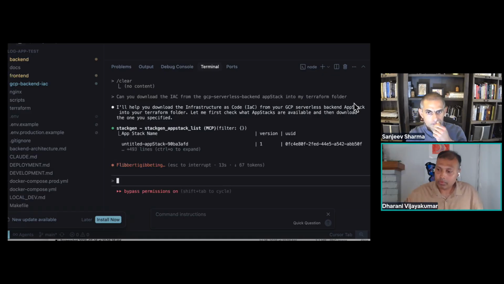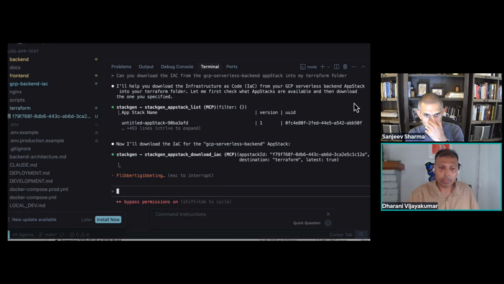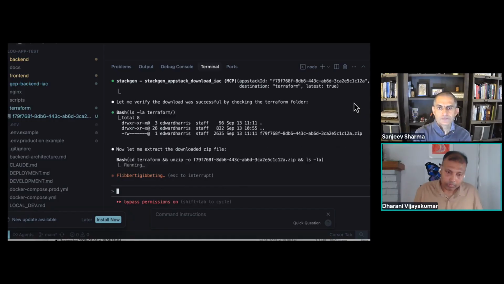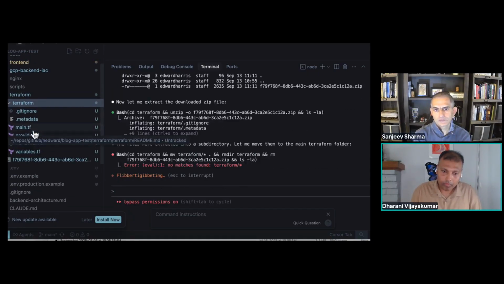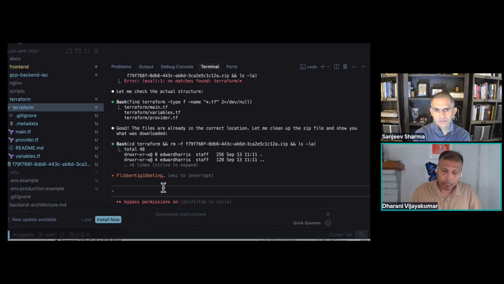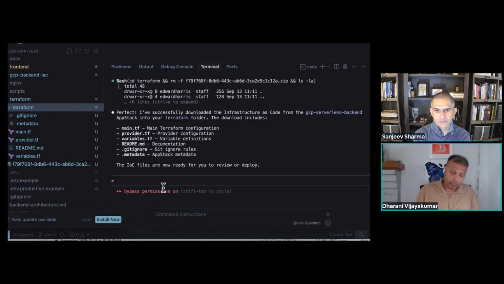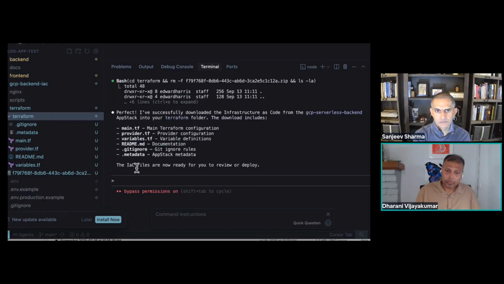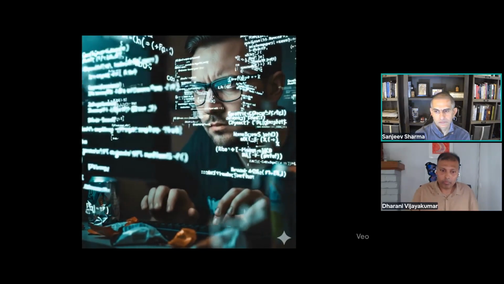Whether he needs AWS, GCP, or multi-cloud configurations, StackGen delivers the right Terraform for his target platform. James is back to what he does best, building amazing applications. But StackGen doesn't stop at creation.